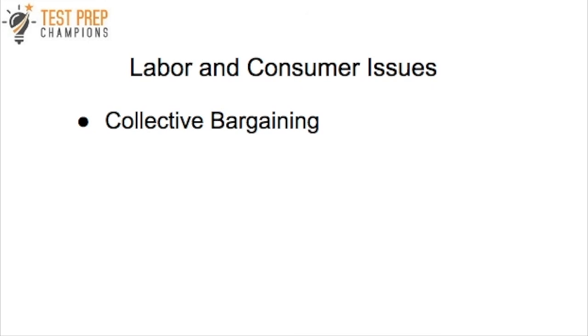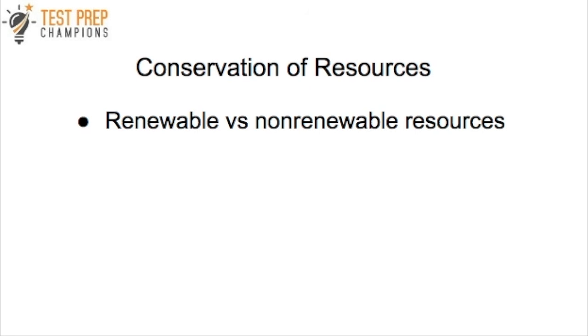So another topic would be labor and consumer issues, so collective bargaining, which is basically negotiation of wages and other conditions of employment by a group of employees. So collective, that's another word for group. So basically group bargaining and strikes. So also conservation of resources, so things like renewable versus non-renewable resources. So it's actually fairly common to get a passage in a reading that talks about endangered species or renewable and non-renewable resources, to read a passage about this stuff and have to answer questions. So these kinds of questions do come up fairly often on the test.